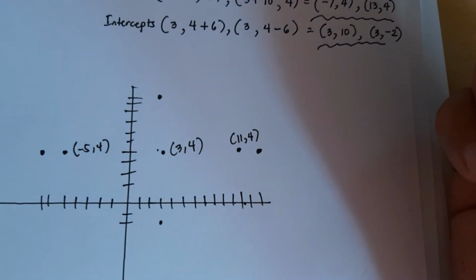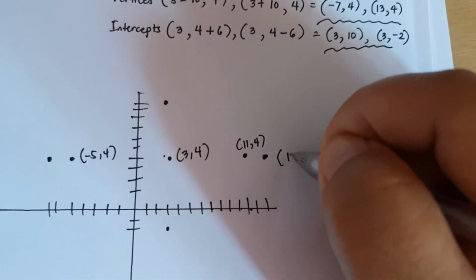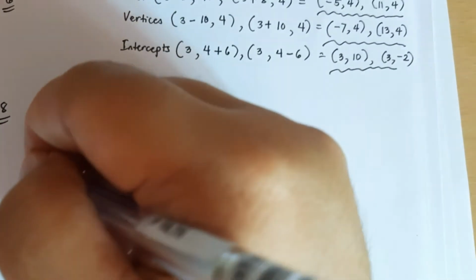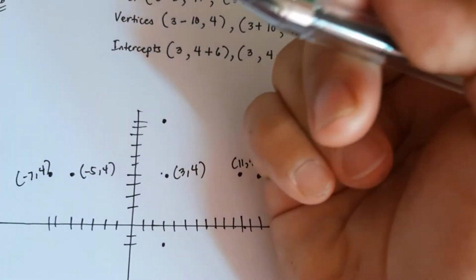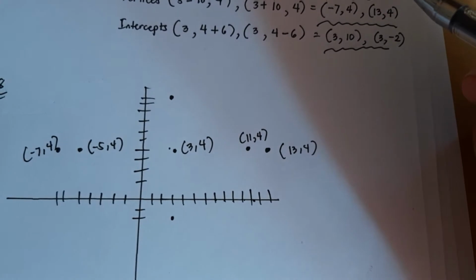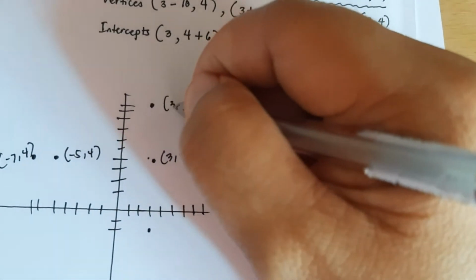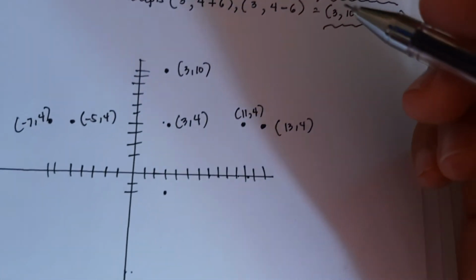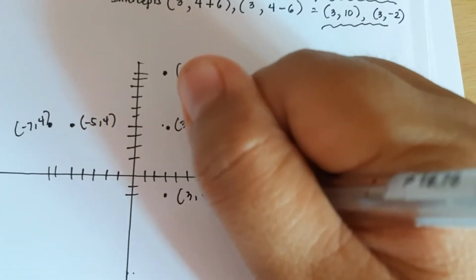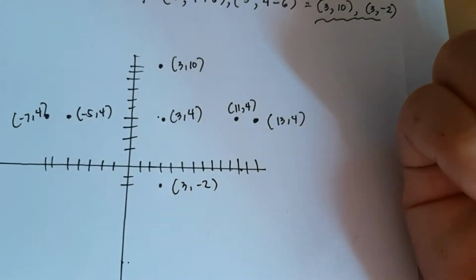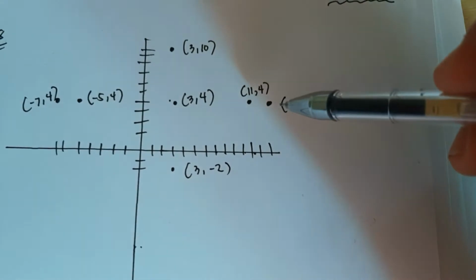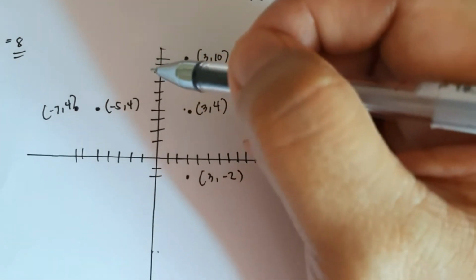And then, vertices is at 13, 4. And negative 7, 4. Yan. And then, intercepts is at 3, 10. So, ito yun. And 3, negative 2. So, dito siya. No? So, ayan. Kailangan pantay-pantay siya. Okay, so that would be the image of your ellipse.